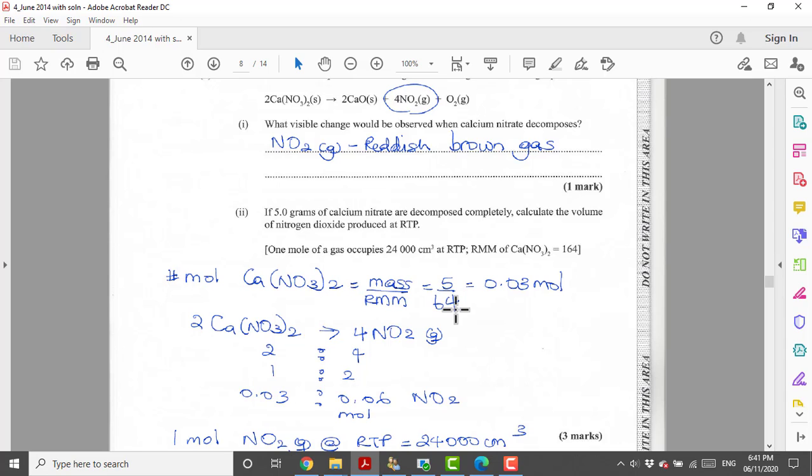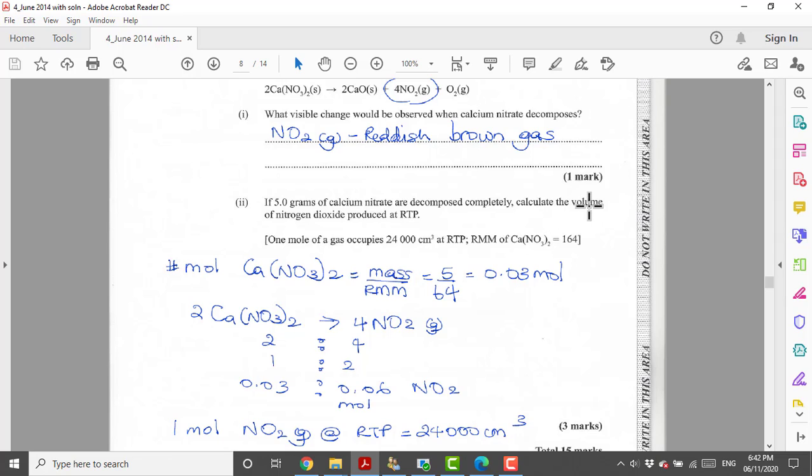Now we have to look at the molar ratio. Here it's shown that 2 moles of calcium nitrate will form 4 moles of nitrogen dioxide. So it's a 2 to 4 ratio, right? We can further simplify that to say 1 mole of calcium nitrate will form 2 moles of nitrogen dioxide. What do we have in our experiment? We have 0.03 moles. So if the amount of nitrogen dioxide is doubled, then we will get 0.06 moles of nitrogen dioxide gas formed. So the second step is to find the number of moles of nitrogen dioxide.